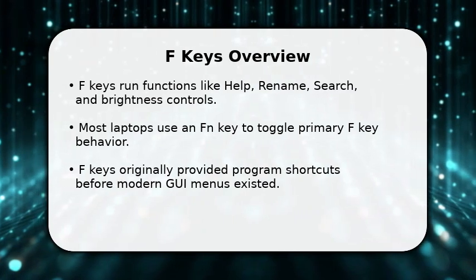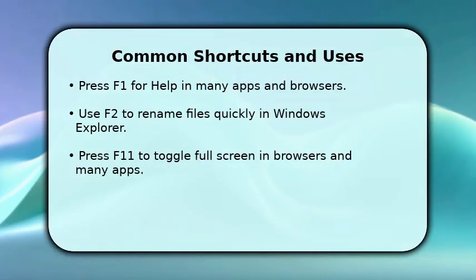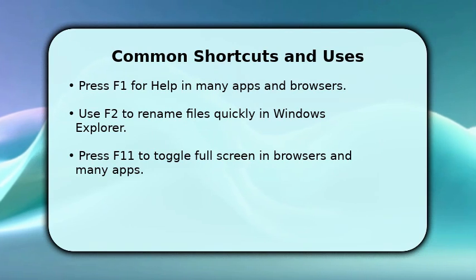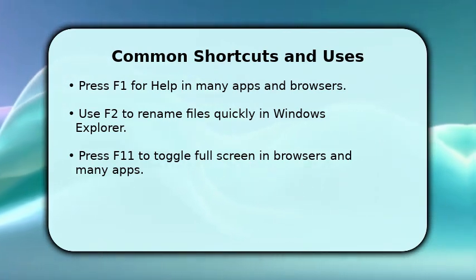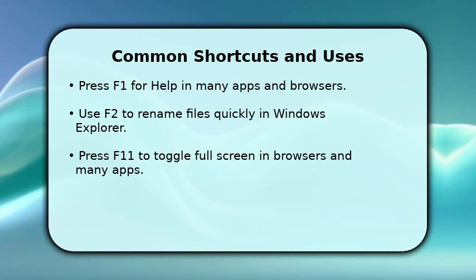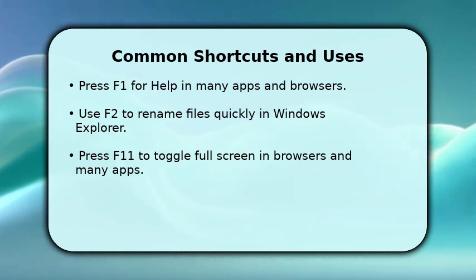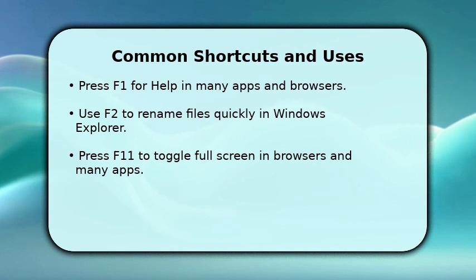Press F1 for help in many apps and browsers. Use F2 to rename files quickly in Windows Explorer. Press F3 to open search or repeat last search in many programs. F4 often repeats the last action in some editors or opens address bars with Alt.